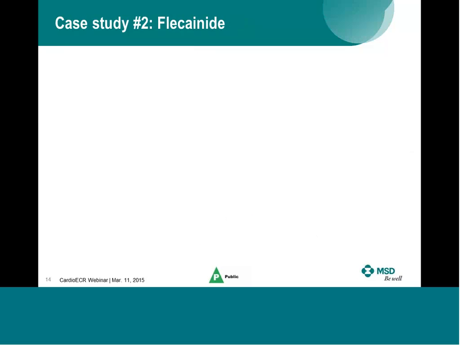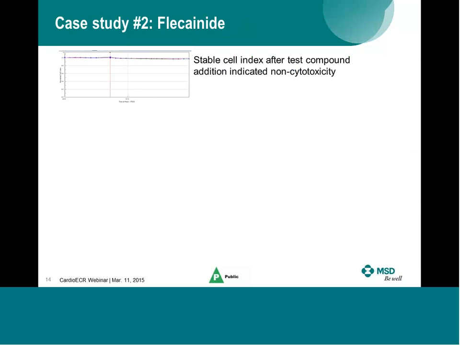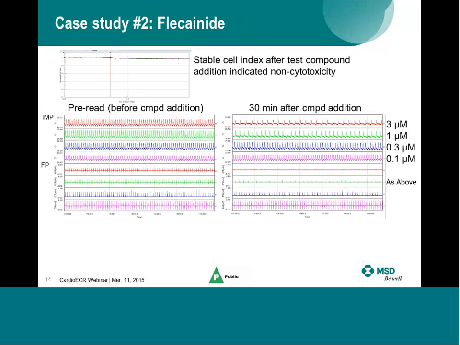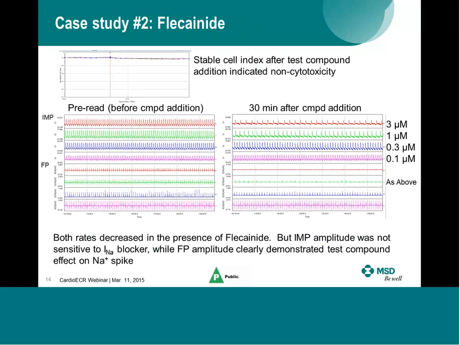So then we studied flattening. Again, this is a cell index, and the stable index tells me that the flattening won't kill the cell. So control first, and 30 minutes later, with different concentrations of flattening from 100 nanomole to 3 micromole. And visually you can tell the drug clearly slowed down the rate.